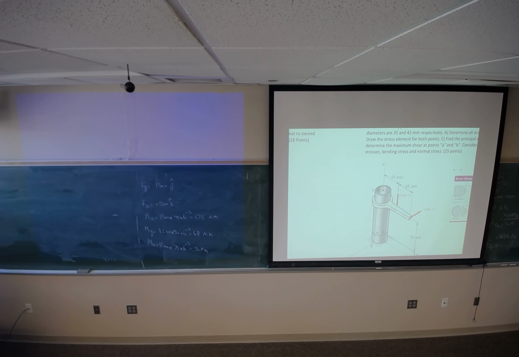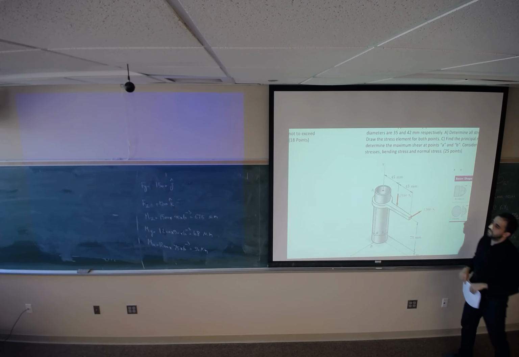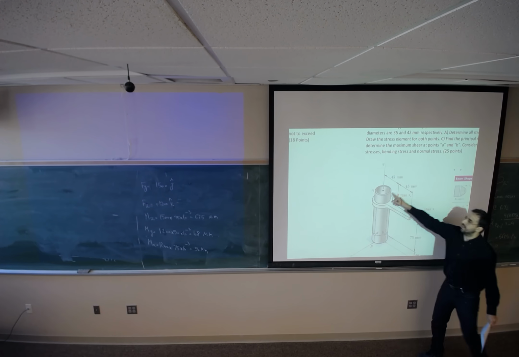So sigma axial is going to be force divided by area. Force is negative 1500 because it's going to be compressive stress. Area would be pi times d_o squared minus d_i squared, divided by 4. You need to find the area that we have.